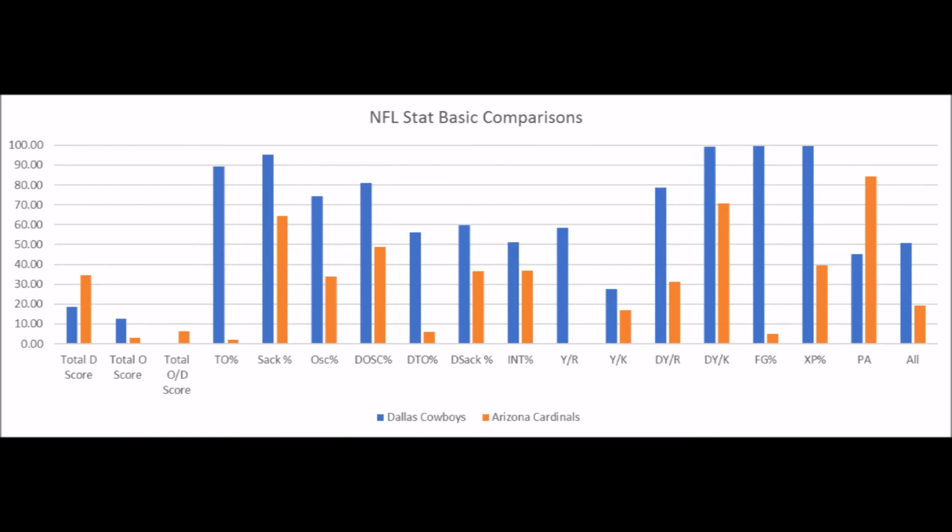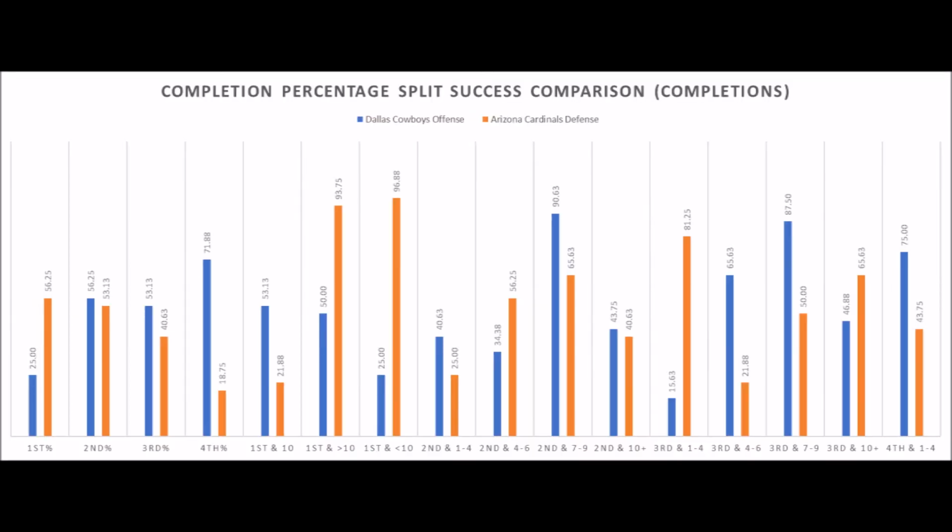When we get to other matchups, in terms of completion percentage, when you look at the Dallas Cowboys offense versus the Arizona Cardinals defense, the Cowboys have the advantage when it comes to second down and third down, but not first down. And they only have a slight advantage when it comes to second down and third down completion percentage. So this is definitely a matchup to watch and see what happens.